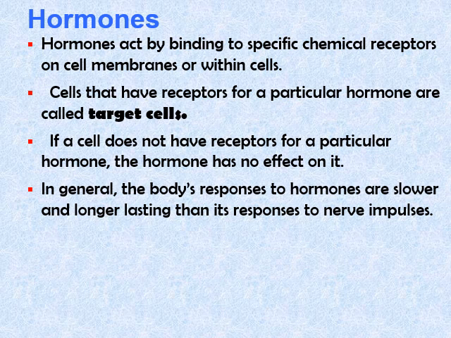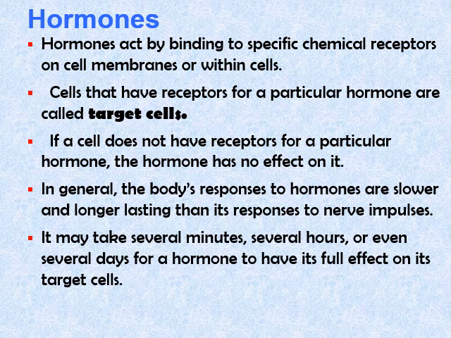In general, the body's responses to hormones are slower and longer lasting than its responses to nerve impulses. It may take several minutes, several hours, or even several days for a hormone to have its full effect on its target cells.